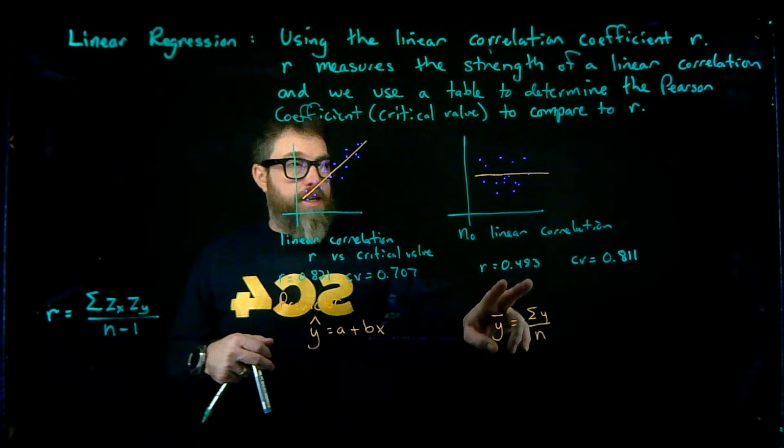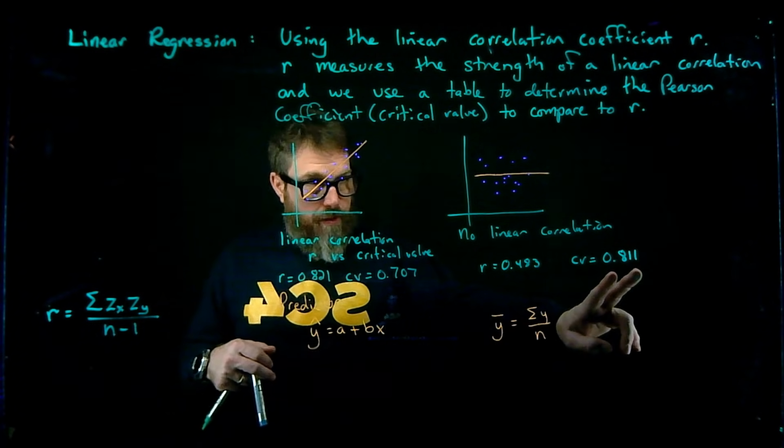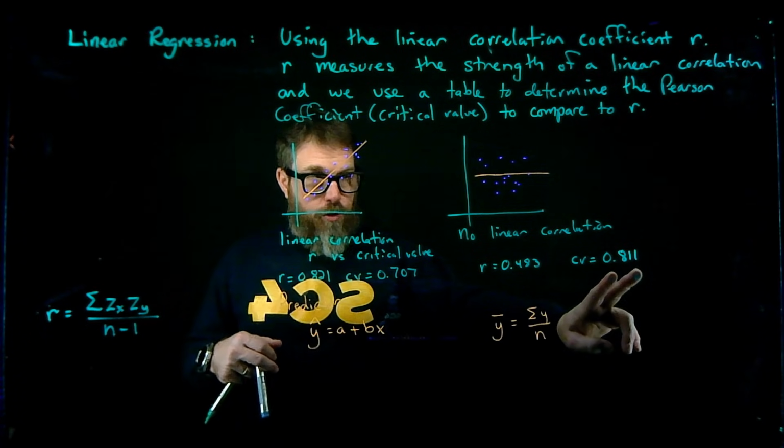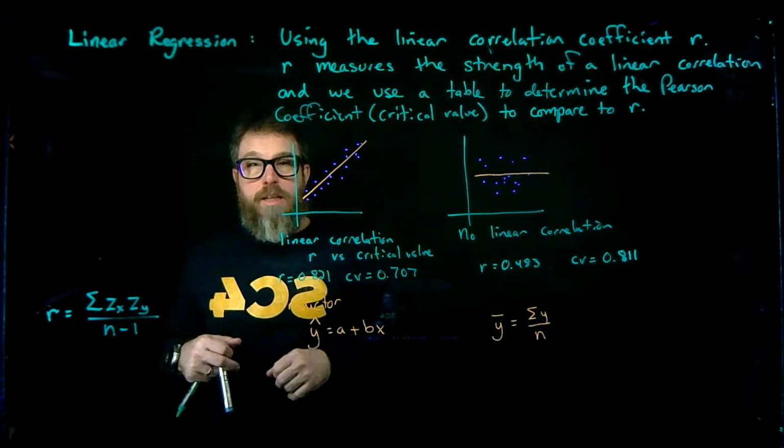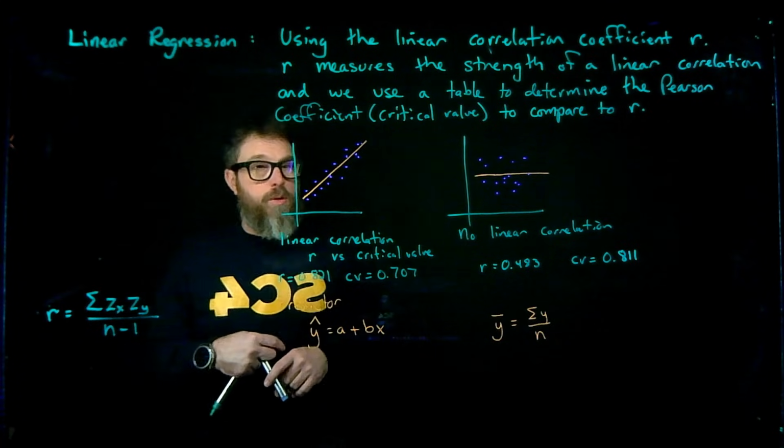And in this case, I can see that R is not quite big enough to meet this threshold, so I know that this is not going to have a linear correlation. It's going to look more like raindrops.